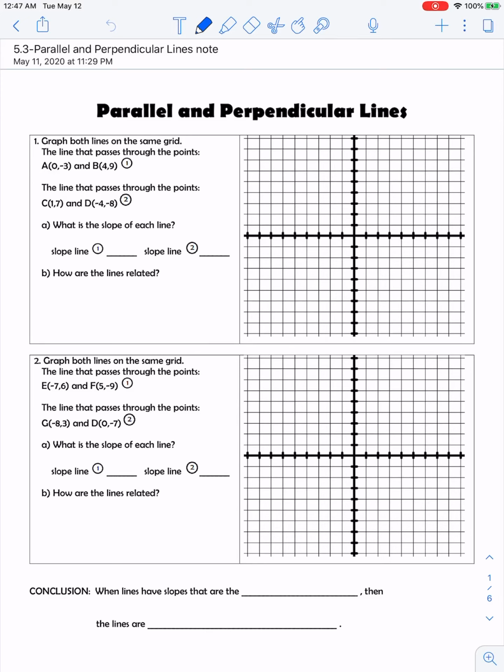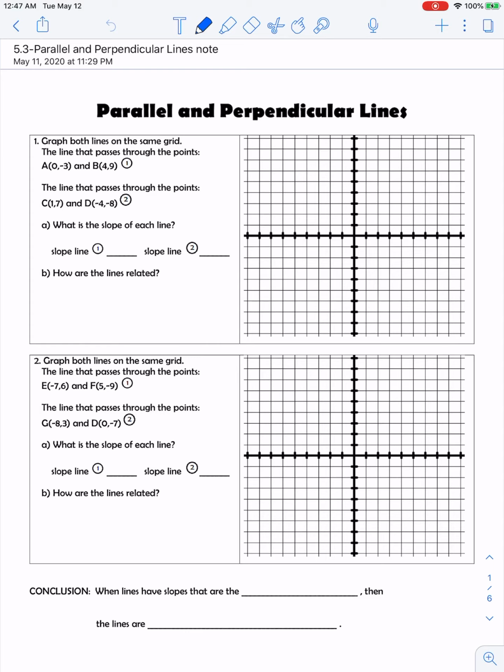Alright, so this is lesson 5.3, parallel and perpendicular lines. This is the last lesson for this week. What we want to do is take a look and see what the relationship is between the slopes of parallel lines and the slopes of perpendicular lines.